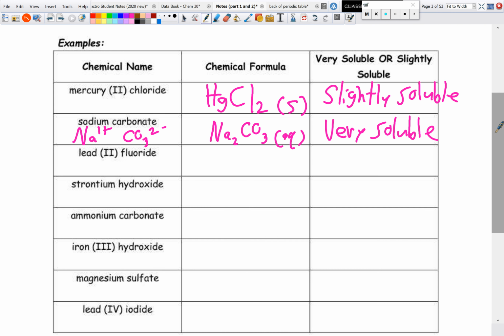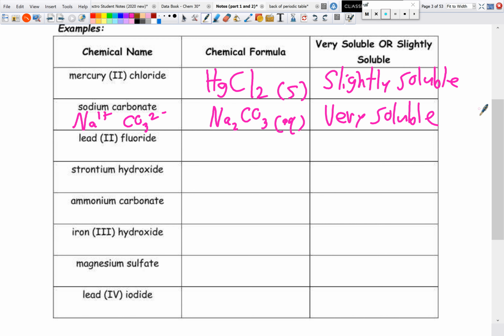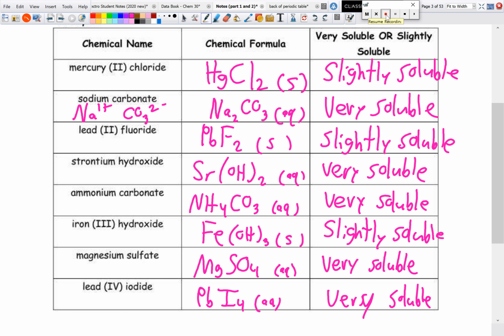All the other ones you should be able to solve here on your own. I'm going to put up the answers in about 3 seconds, so please pause the video and see if you can get them filled in. Right, and the answers are here. Our lead 2 fluoride is going to be slightly soluble, our strontium hydroxide very soluble, ammonium carbonate very soluble, iron 3 hydroxide slightly soluble, magnesium sulfate should be very soluble, and our lead 4 iodide is also very soluble.